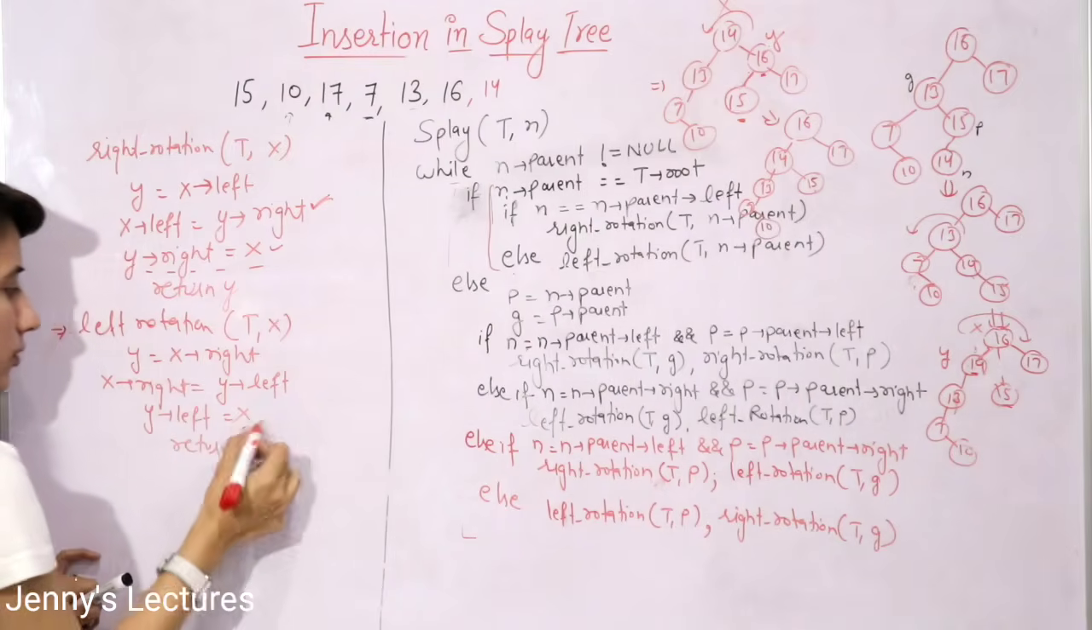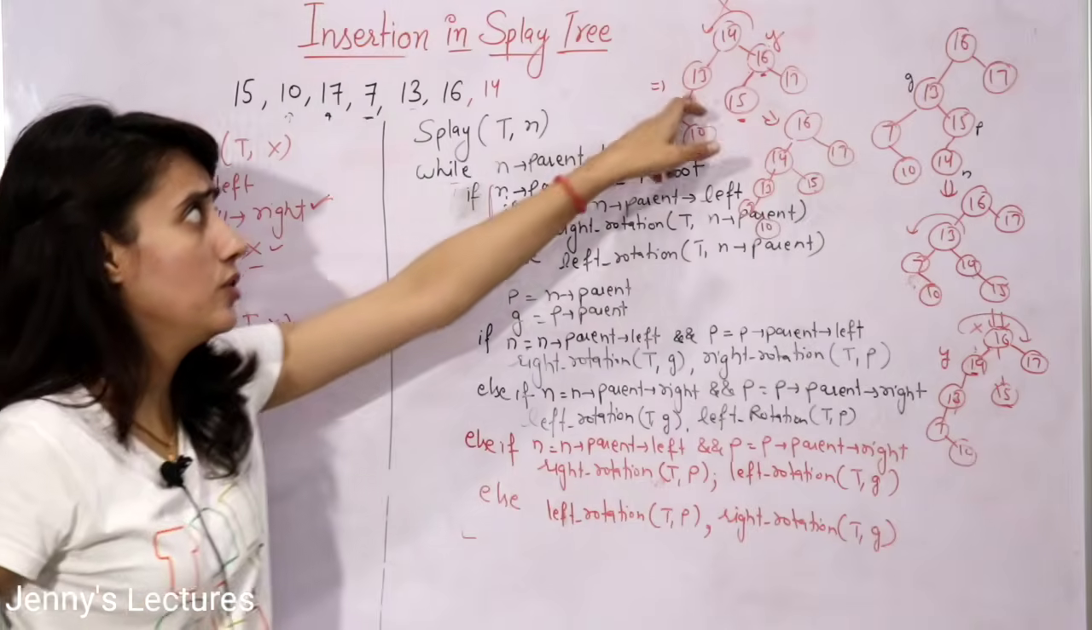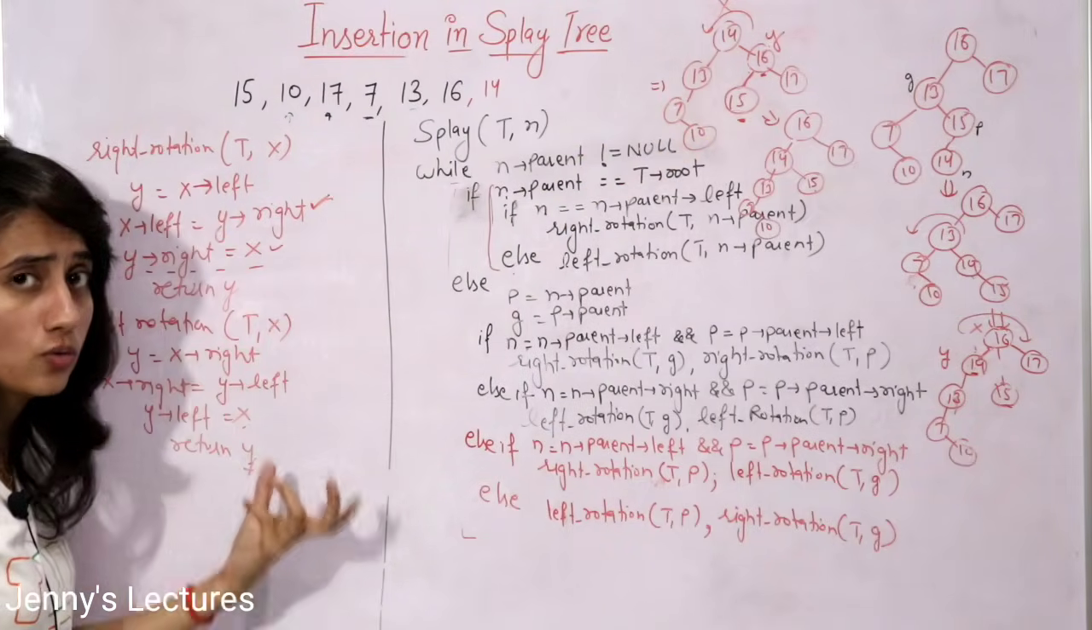See, these are pointer variables. These are going to return the address of these nodes, not the value of the nodes, right?